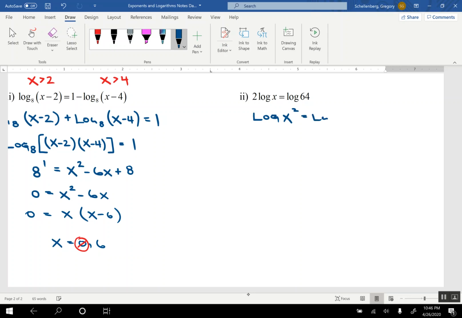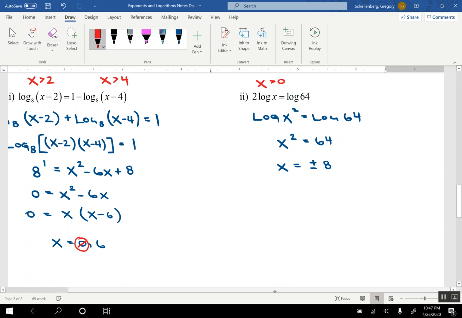is equal to the log of 64, and these are both base 10 logarithms, so we can drop the logs from here, which leaves us with x squared is equal to 64, and so if we were to take the square root of both sides, we need plus or minus the square root of 64, so our solutions for x are plus or minus 8. Okay, but the domain here, x has to be greater than 0, so we would reject the negative 8.